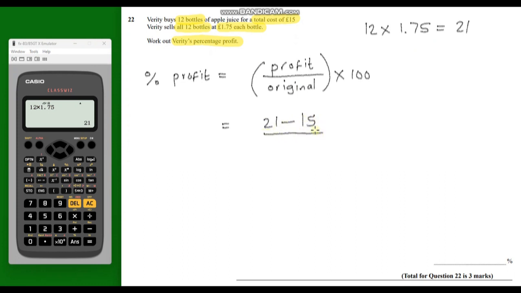And we're going to divide that by the original amount she paid. Well, she paid 15. And then we're going to multiply that by 100. So let's put that into a calculator. So I know this is 6 on the top. So it's going to be 6 over 15. And then I'm going to multiply that by 100. And I get 40. So that is 40%. She makes a 40% profit. So we just need to write in 40. We don't need the percentage symbol because that's already been given to us.